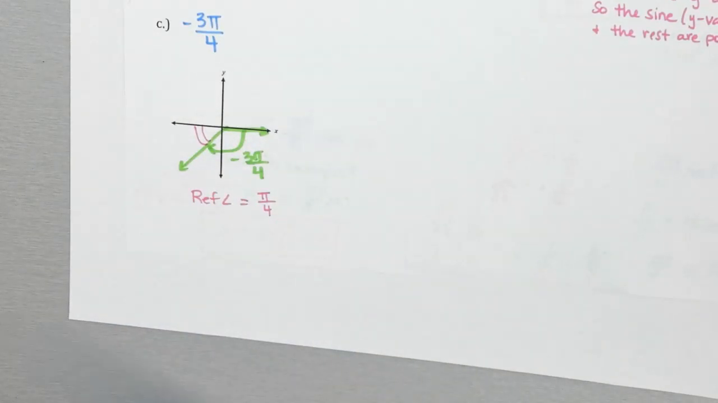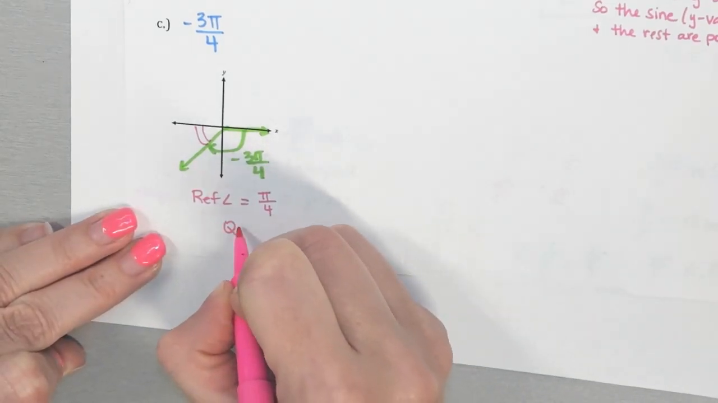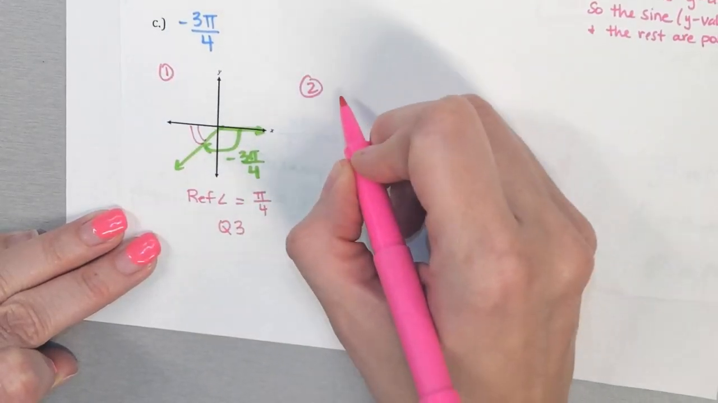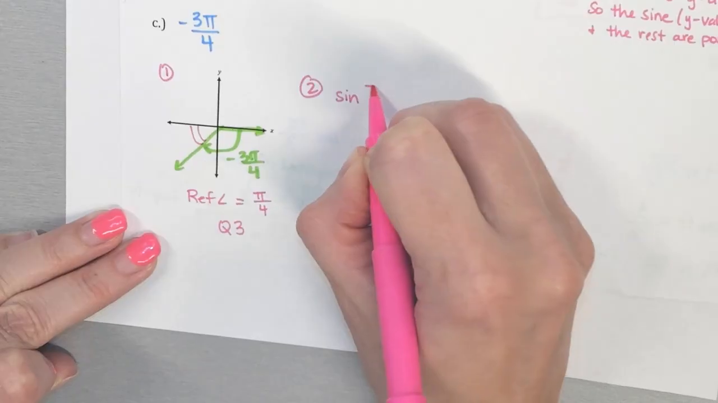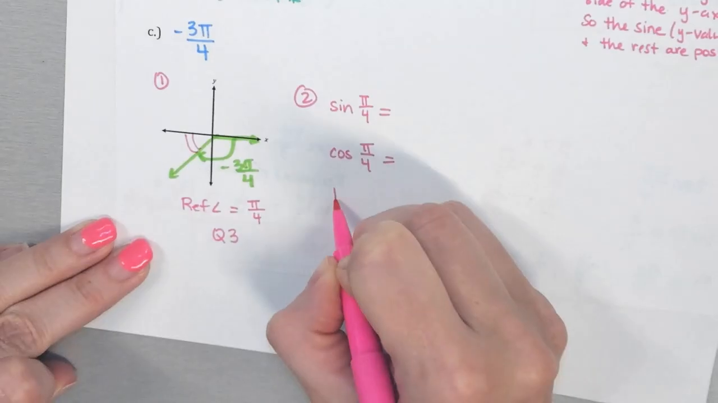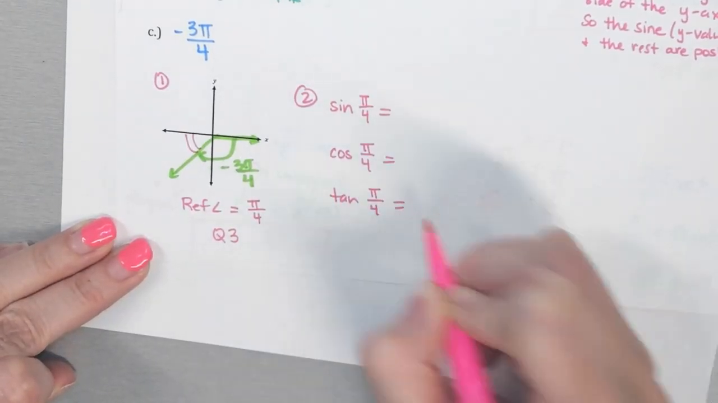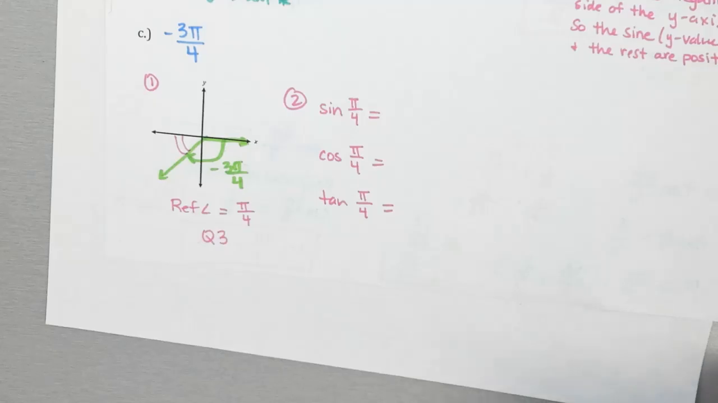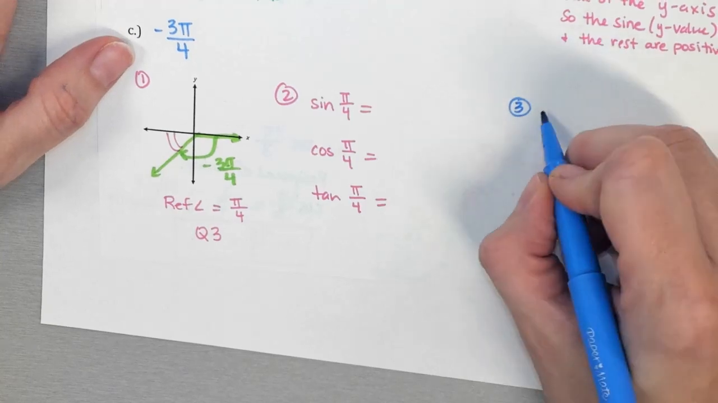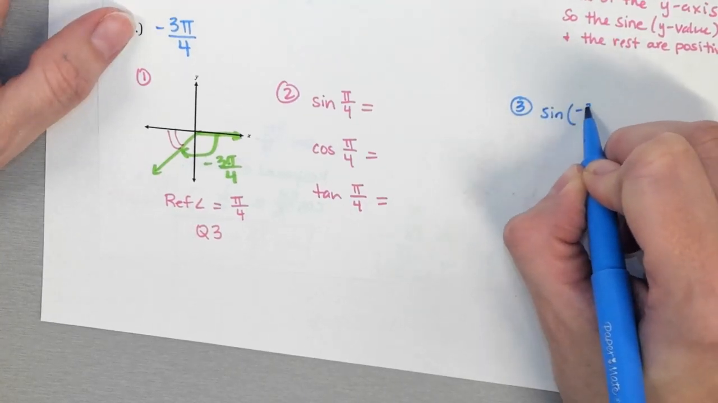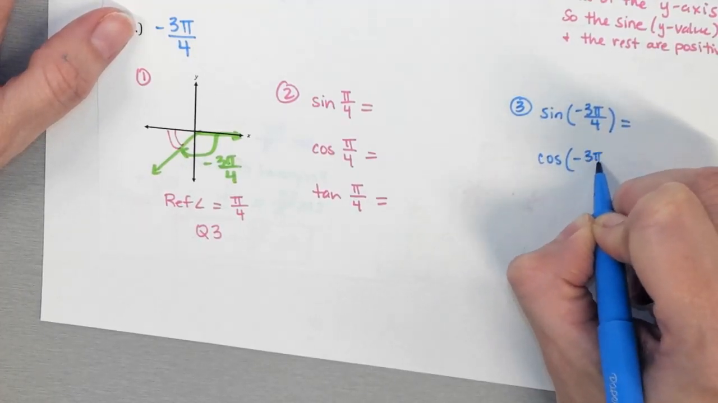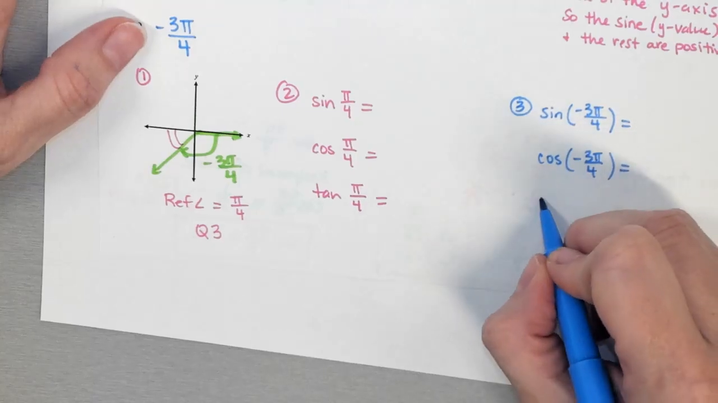What quadrant did this end up in? Quadrant 3. Yep. So this is your first step. This is your second step. The sine of pi over 4, the cosine of pi over 4, and the tangent of pi over 4 is what we're going to do next. Okay, and then your last step will be adjusting, and when you do your last step, you write this value, -3 pi over 4, your cosine, the sine, and your tangent.